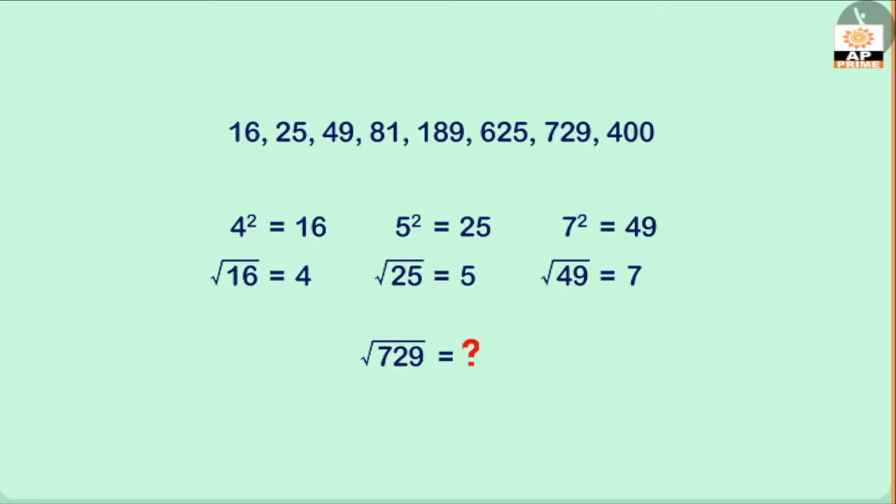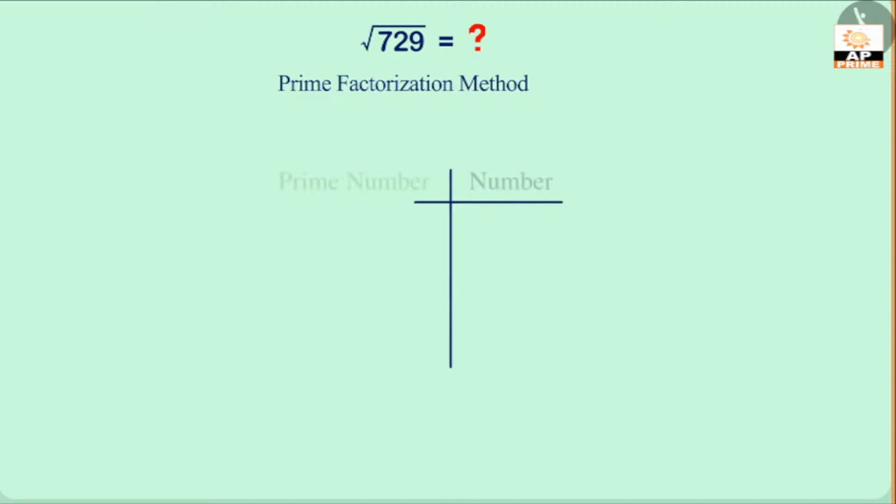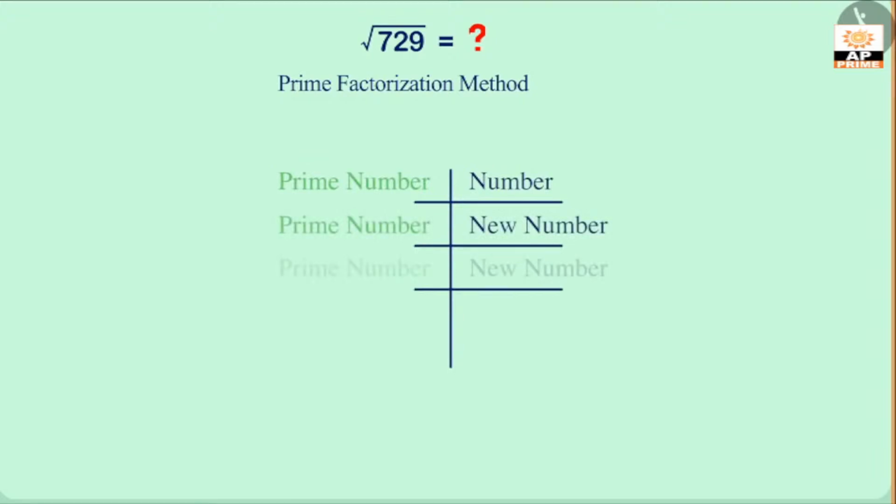It is not essential that we must always remember the square root of all perfect squares. This is because we can find the square root of any number using different methods. So, let us find the square root of 729 using the prime factorization method. As per the name of this method, we can guess that we have to do the prime factorization of the number. In this method, we divide the number by prime numbers until we get a prime number or 1.